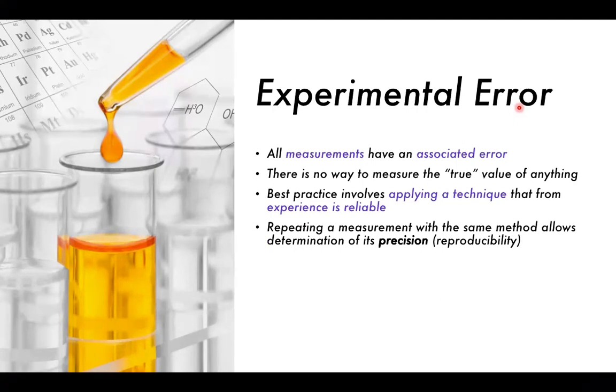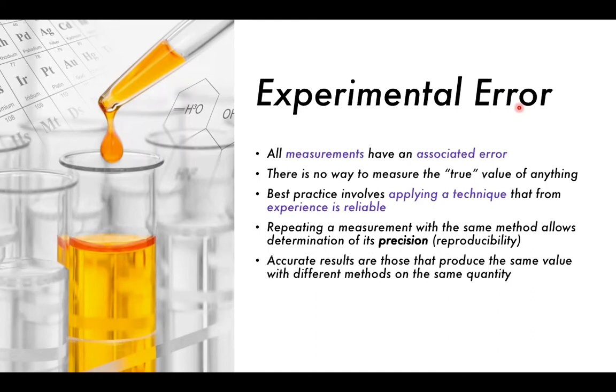Repeating a measurement with the same method allows determination of its precision or reproducibility. So we'll find out that if we measure something 5 times and we get roughly the same result 5 times in a row, that indicates that the precision or the reproducibility is going to be pretty good. Accurate results are those that produce the same value with different methods on the same quantity of material.